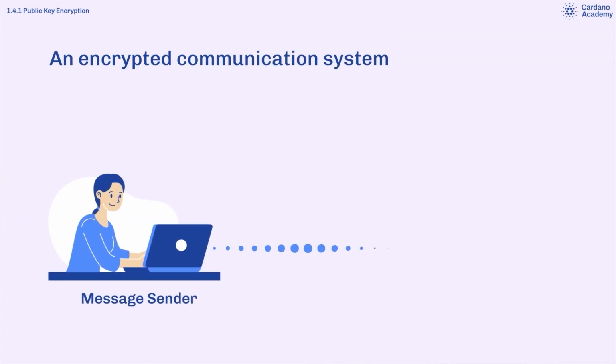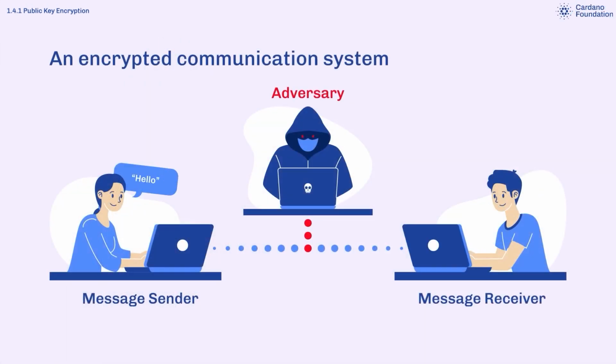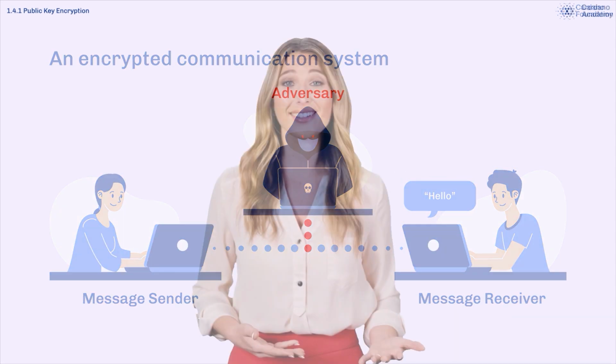Let's now look at this diagram. The diagram shows an encrypted communication system. Alice wants to send Bob a message, but she doesn't want anyone, like untrusted third parties or adversaries, to read it. Alice encrypts the clear text and sends the generated ciphertext over the communication channel to Bob. Bob receives the ciphertext, decrypts it into clear text, and then reads it.